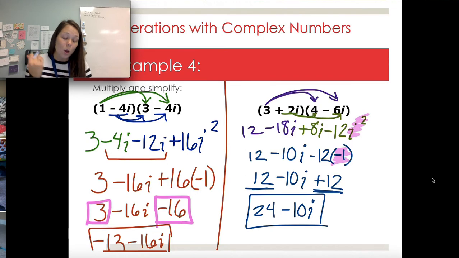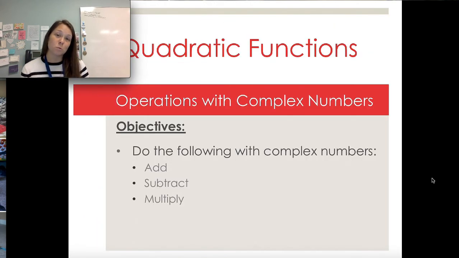All right, so we did some addition, we did some subtraction, and we did some multiplication. So that's going to conclude the 2.9 lesson. Keep in mind, i squared is equal to negative 1.